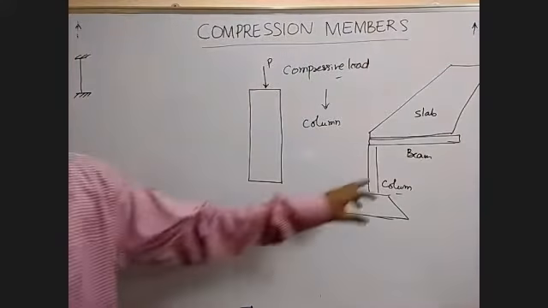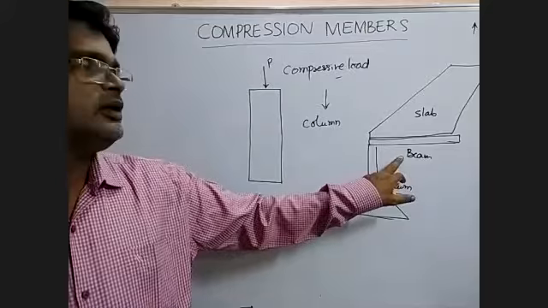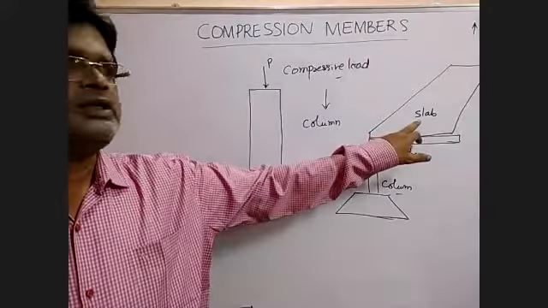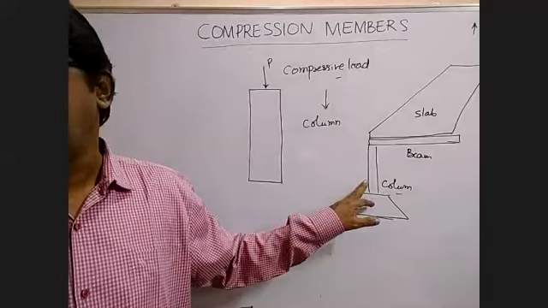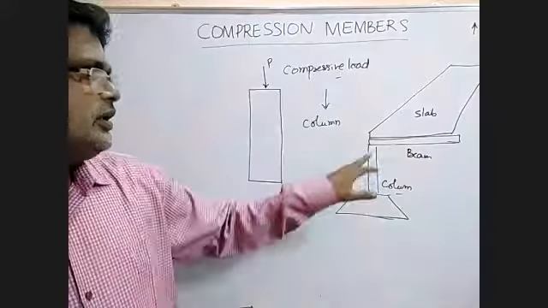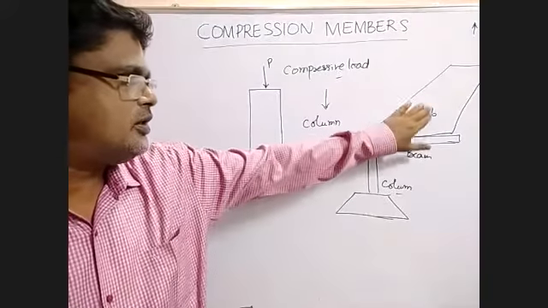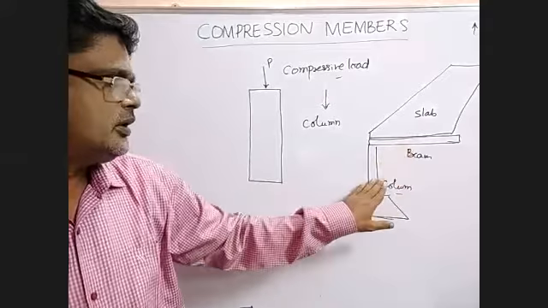So we have studied about the beams, singly, doubly, and T-beam, and slabs, two-way slab and one-way slab. And now we have columns. You have short column and long column. Now this load, the slab load, is transferred to the beam, and beam to the column.